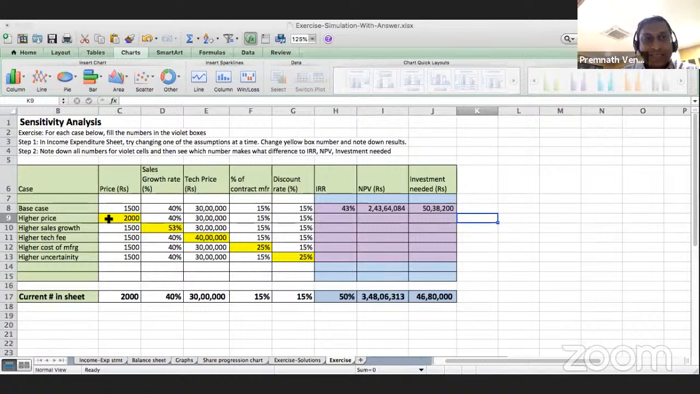That means first I'm changing the price. So I'm assuming you're getting a higher price for your product. Then I'm only changing the sales growth rate. Then I'm only changing the tech transfer fee. Then I'm only changing the cost of manufacturing and then increasing the certainty or uncertainty. Okay.